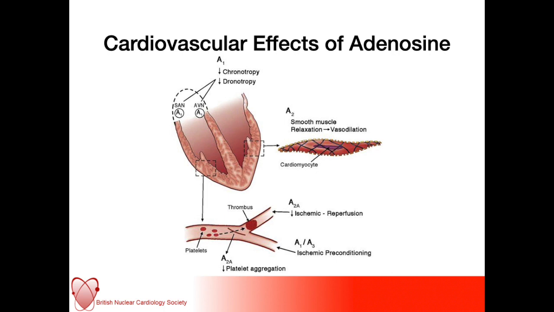Just to remind you of the cardiovascular effects of adenosine, the ones that we're interested in here are the ones on the smooth muscle in the arteriole, such that there's a vasodilatation because they relax. However, there are chronotropic effects on the sinoatrial and AV node, such that you might exacerbate sick sinus syndrome or pauses, and there are obviously effects on platelets and thrombus and platelet aggregation.